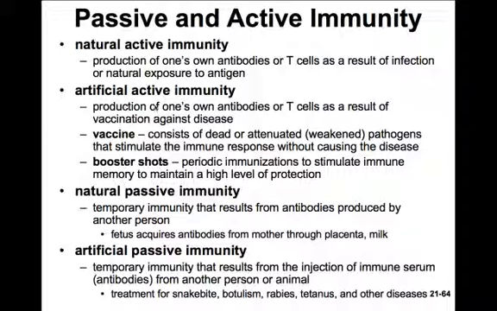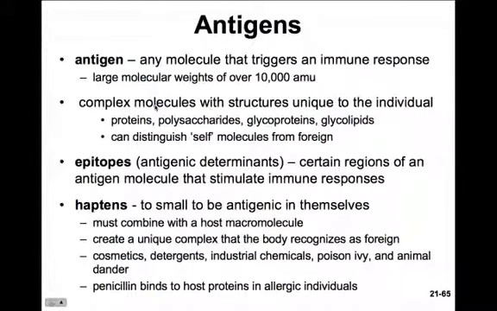So pause here a moment and spend just 1 minute jotting down everything that you can remember that we've covered so far. Specifically, paying attention to the differences between cellular and humoral immunity, and then distinguish between passive and active. Just a quick exercise in recall. And now we'll move on to look at antigens.